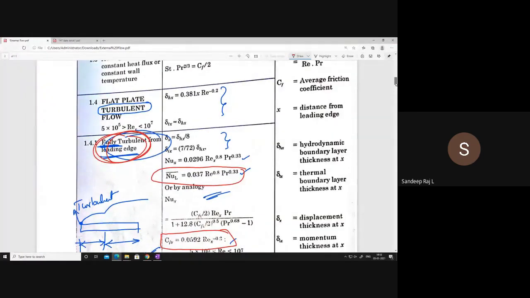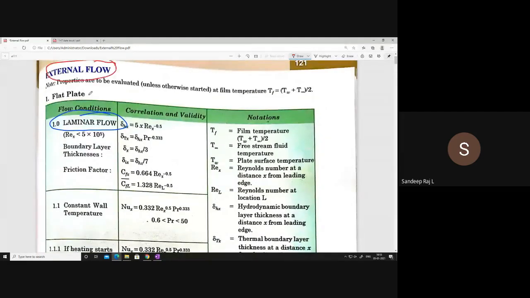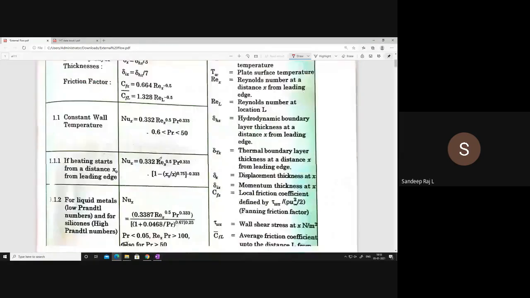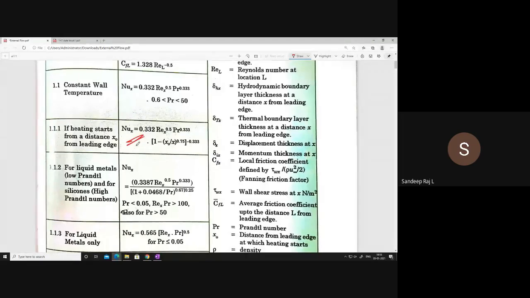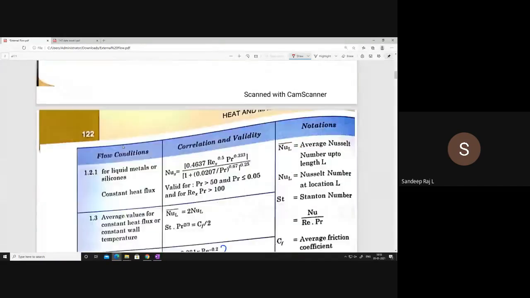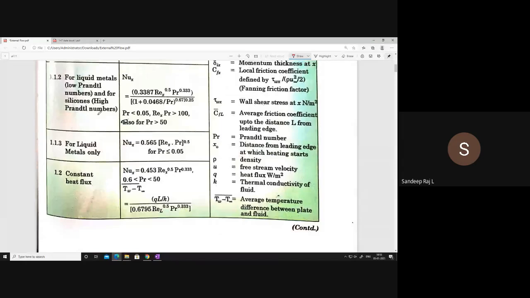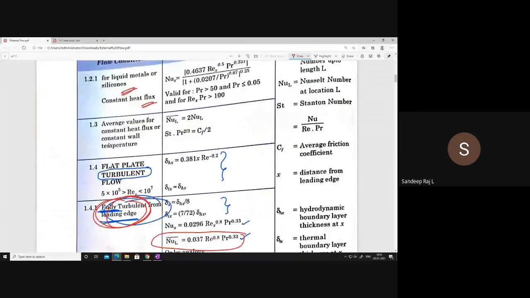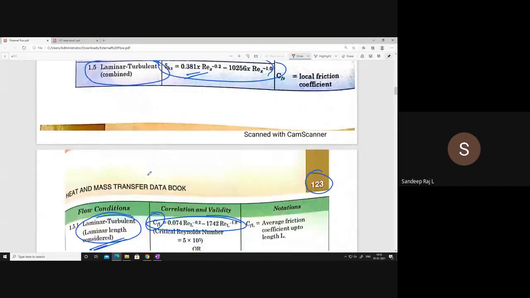Let me quickly review what we have seen so far. This is the external flow problem we have seen. In this flat plate, we have two cases. One is laminar. We have seen some cases in laminar. The other cases which we have not seen, you check for yourself. Likewise, this one also. This is solved for the constant temperature case. The other one, you check it for yourself. And in the turbulent, we have solved fully turbulent and laminar-turbulent cases till now.